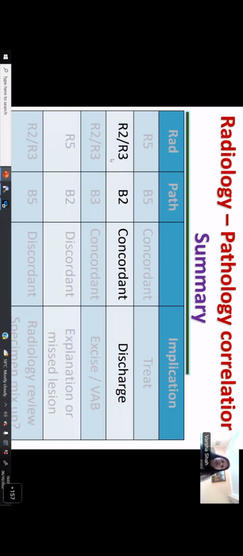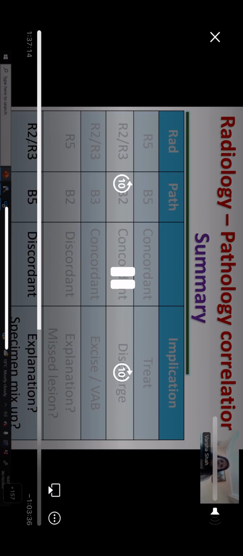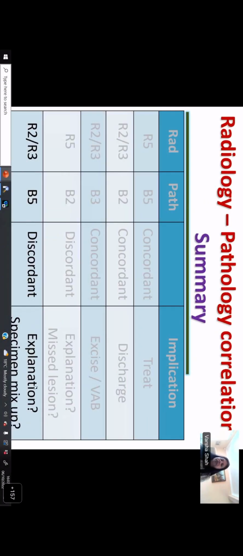So now, after making the diagnosis, you always have to ask yourself a question: does histological diagnosis correlate with radiological abnormality? When it is concordant, everybody is happy. If it is all benign, the patient can be discharged. What happens when there is R2, R3, B2? Concordant, discharge, right? Now, what happens when it is R2, R3, like I showed you the two cases? The diagnosis is B5, so it is a discordant diagnosis. So is there any explanation, or if there is no explanation, then rule out any specimen mix-up.